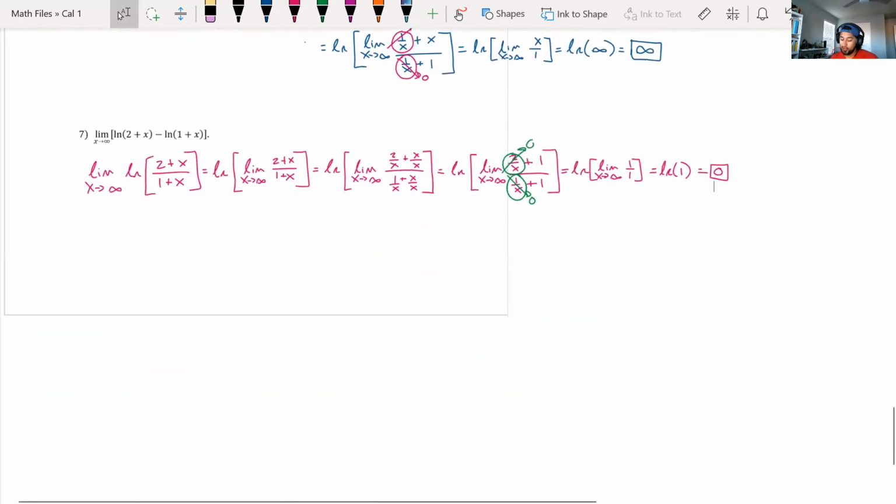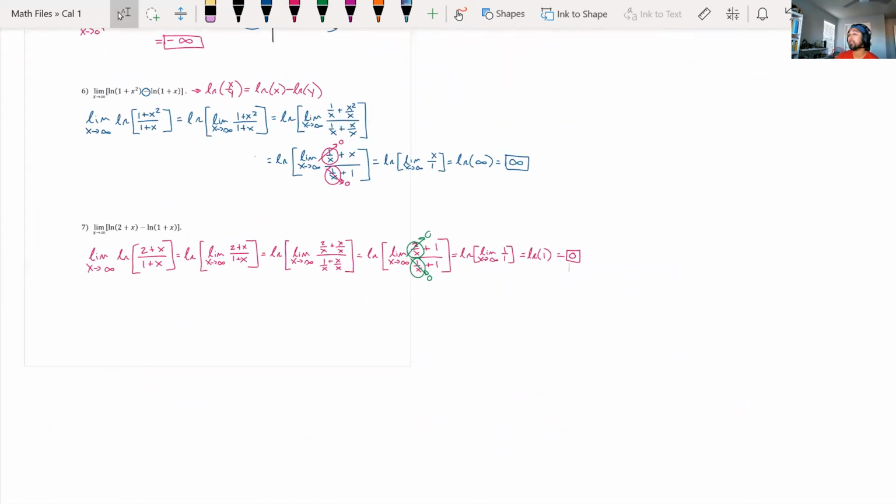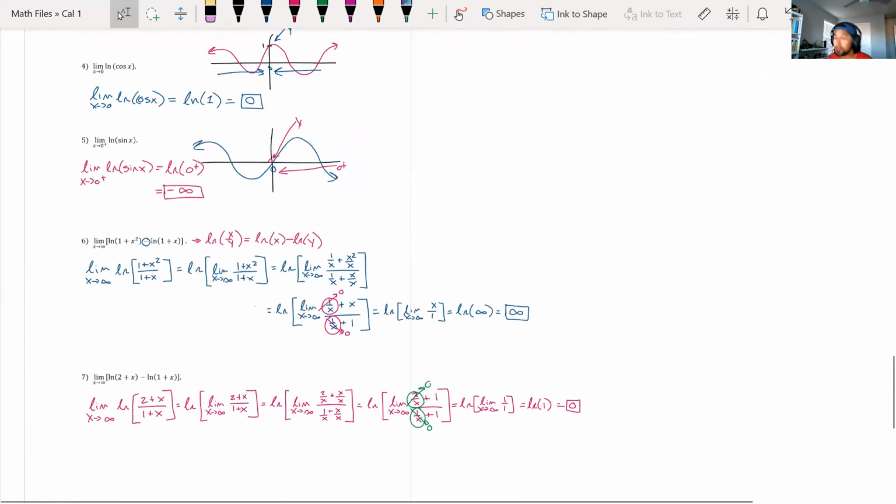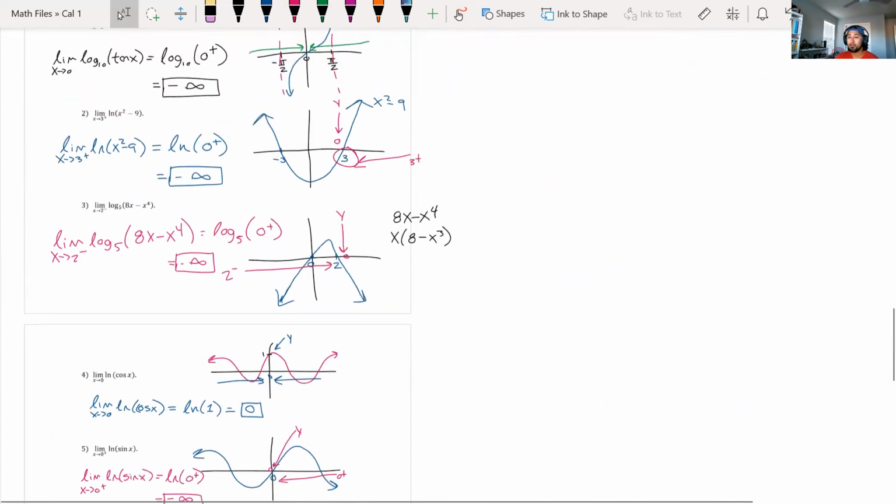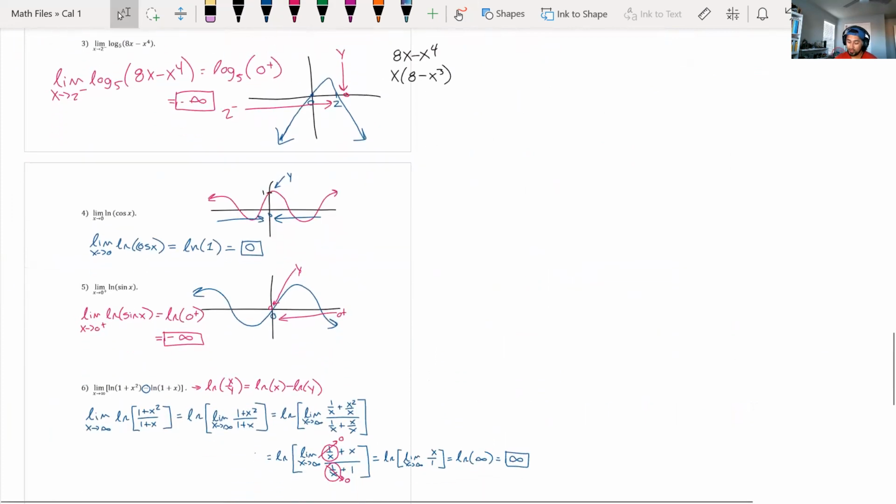And those are logarithmic limits. Logarithmic limits, exponential limits, and guess what? We're done. Short lesson.